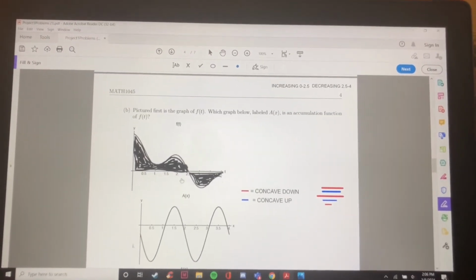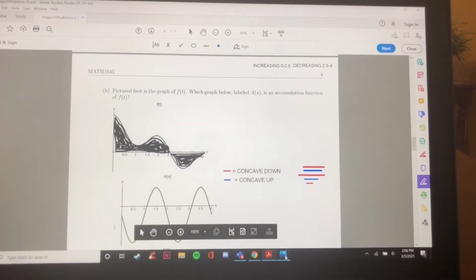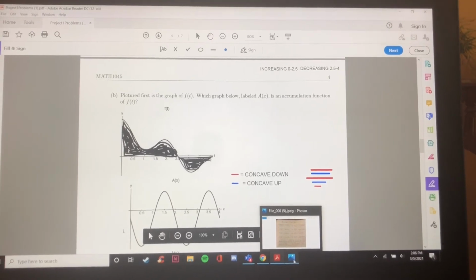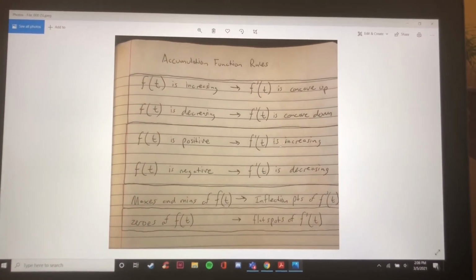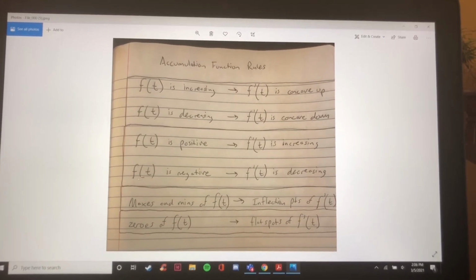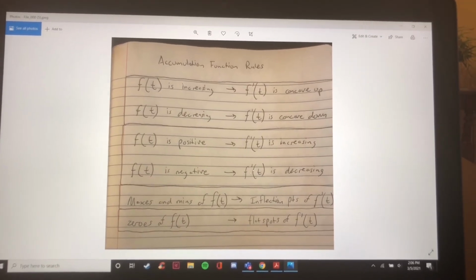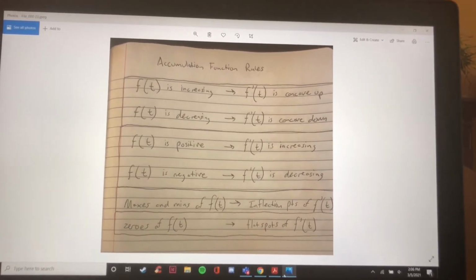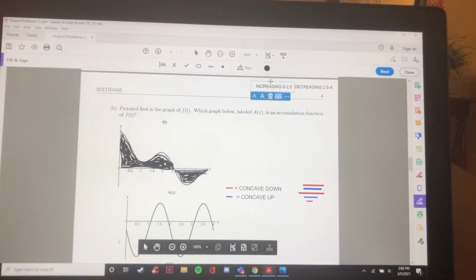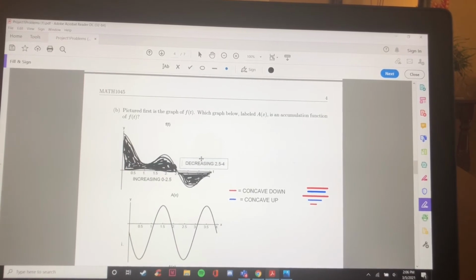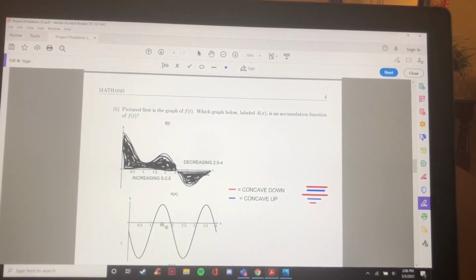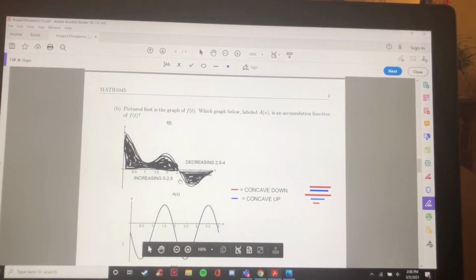And so what does this mean? Well, for the accumulation function, whenever f of t is positive, the accumulation function is going to be increasing, and respectively, whenever it's negative, the accumulation function is going to be decreasing. So we can represent that by writing it out here and here. We're going to use that later to select from the given choices.